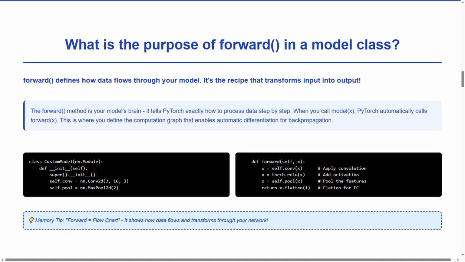When you call model with input, PyTorch automatically calls forward. This is where you define the computation graph that enables automatic differentiation for backpropagation. Summary: forward method defines data flow and transformation through networks.